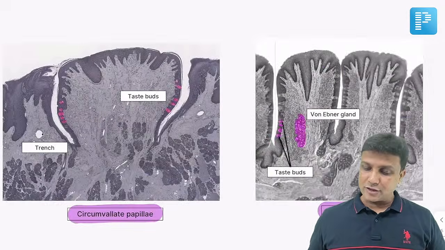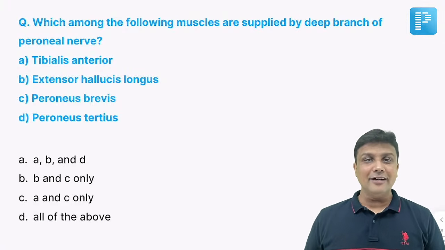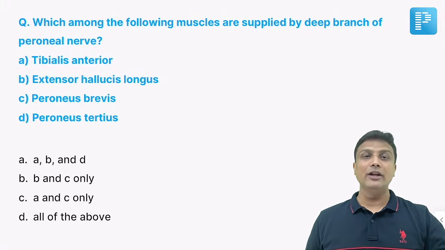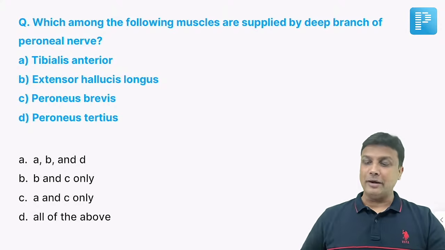Now, moving on to the next question. Which among the following muscles are supplied by the deep branch of the peroneal nerve? Okay. Now, again, the same thing. Try to recall from our golden rule here.